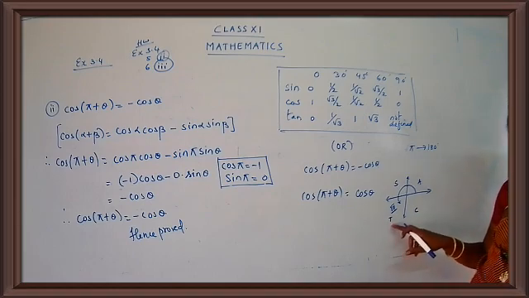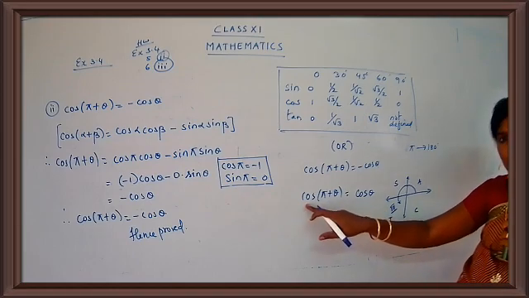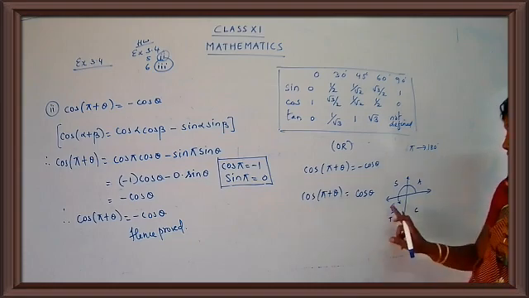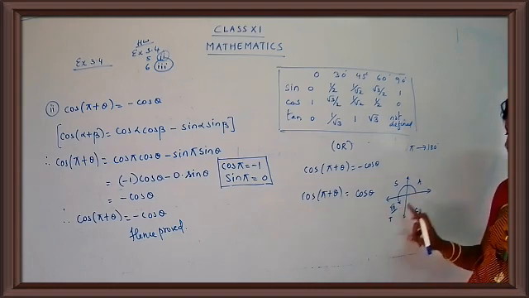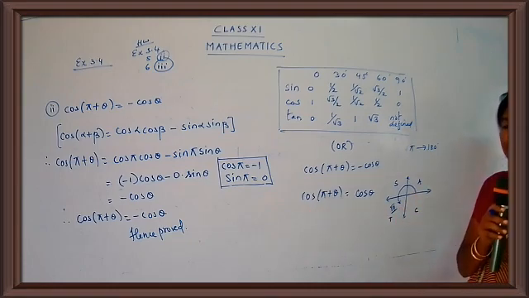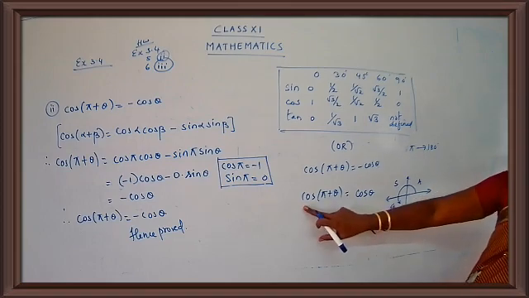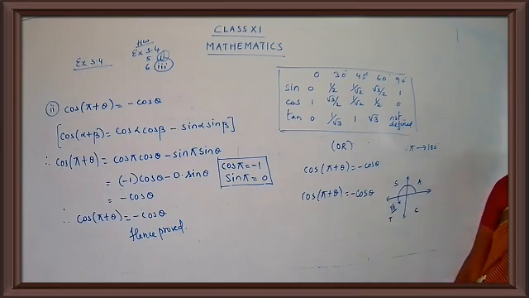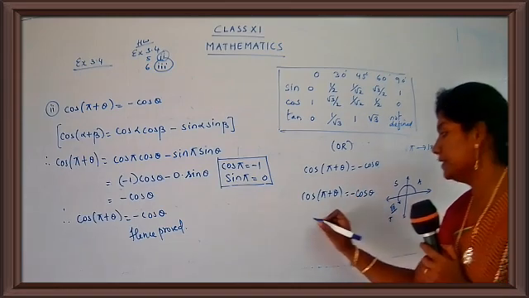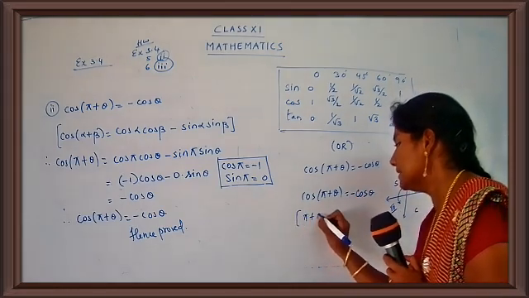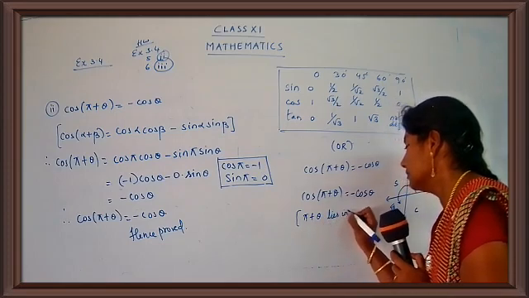So tan will be a positive function, but I have a cos function. What about cos? It is going to be negative in the third quadrant, because in the third quadrant only the tan function and the cot function will be positive. We have a cos function, so the sign will be minus cos theta. You can just mention here that pi plus theta lies in the third quadrant.